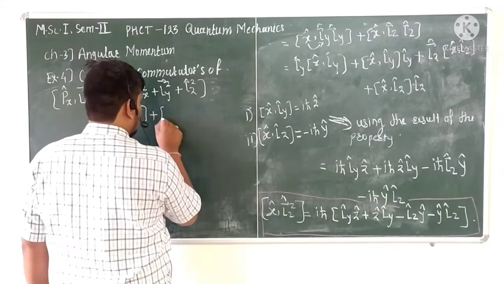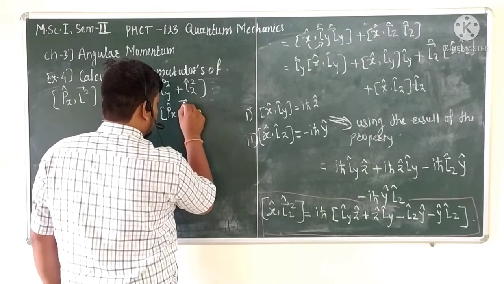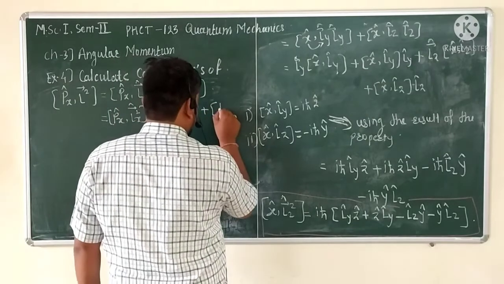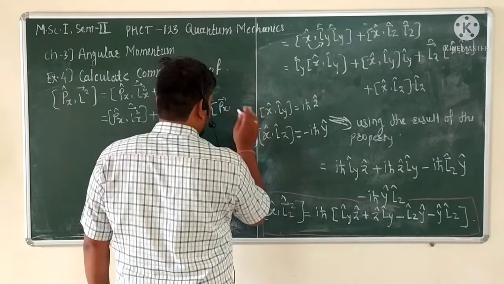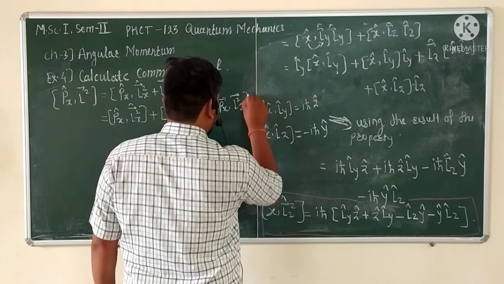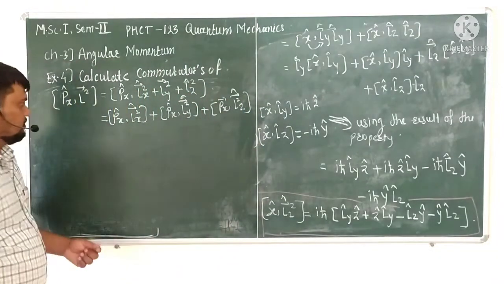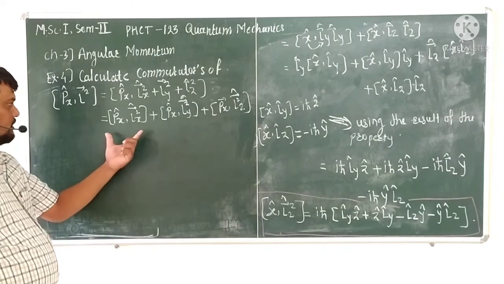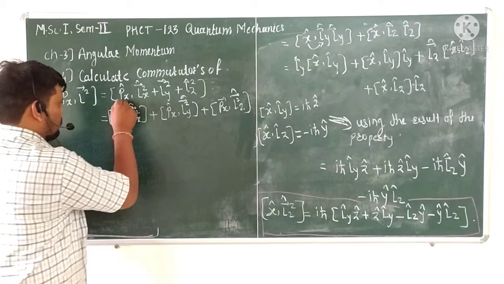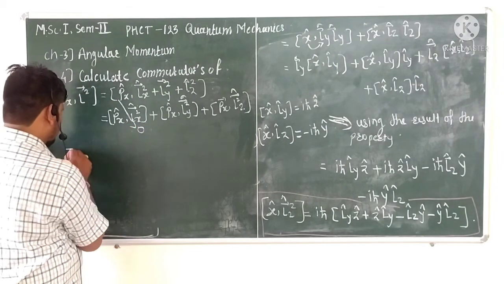plus [Px, Ly²] and plus [Px, Lz²]. Okay, again we have to know that the angular momentum commutator bracket with respect to Px and Lx is also 0, so we want to solve these two brackets.